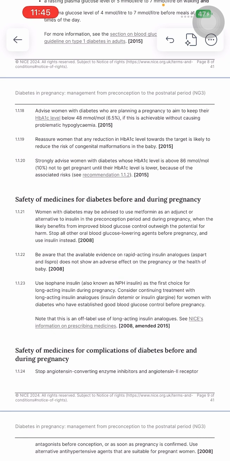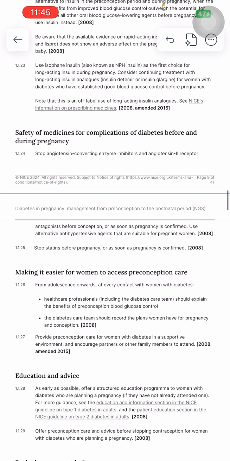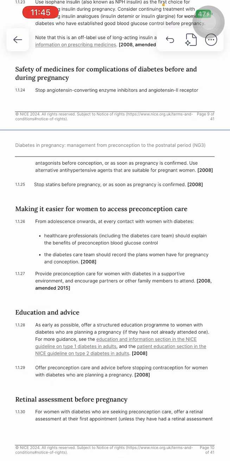So you have to give both. If the blood glucose level is not controlled with short-acting insulin, then you have to add the long-acting or intermediate-acting insulin for control of the sugar level.